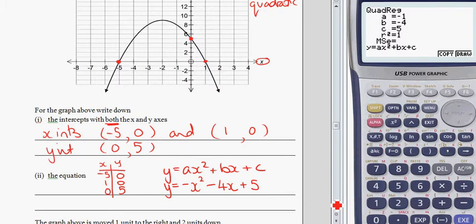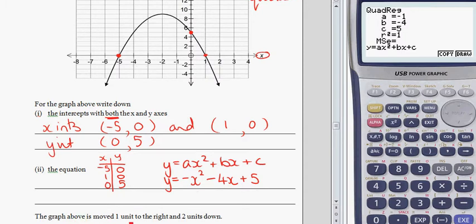Right, next question. We might need to keep our graph here. The graph above has moved 1 unit to the right and 2 units down. Write the equation of the new graph and give the new y-intercept. So take the points we've already got. We're going to move them 1 to the right and 2 units down. So if we take this point, we're going to go 1 that way. Just watch your scale here, because it's quite large that way, and this is actually in 1s down here. So 1 this way and 2 down to there.